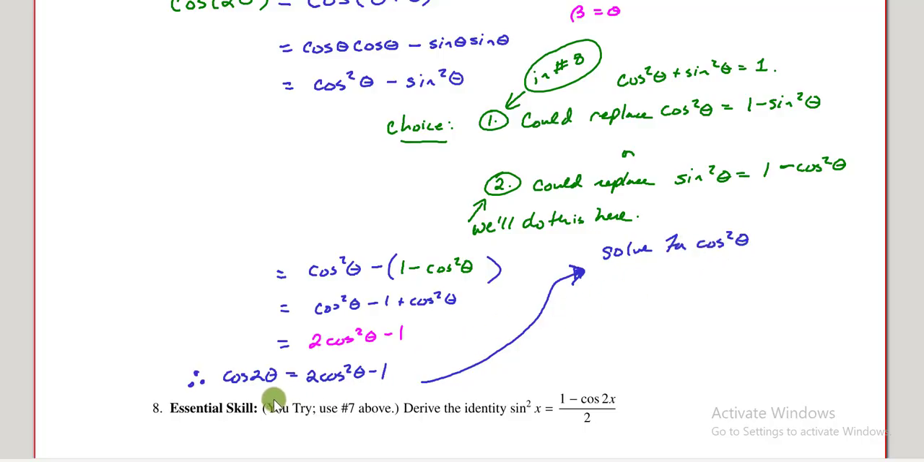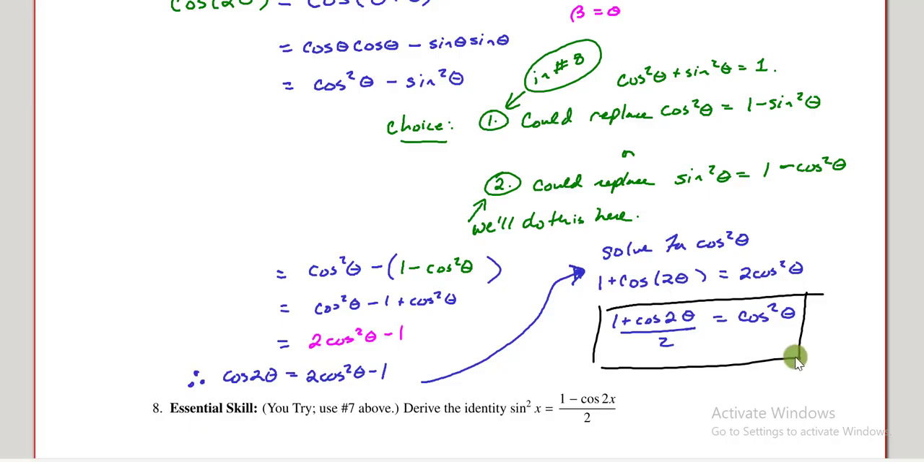So when I do that, if I add the 1 over, we would have the cosine of 2 theta, I'm going to lead with that 1 when I add that 1 over, is equal to 2 cosine squared theta, and then I'll divide this 2 over, and so we get 1 plus cosine 2 theta, all divided by 2, is equal to cosine squared theta, and that is exactly what we wanted to derive. Whew, that was tough, folks.